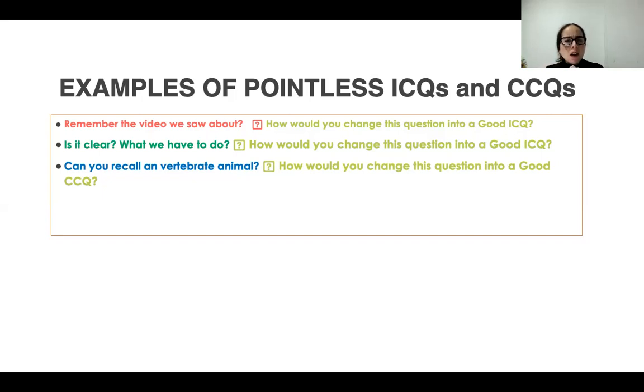Can you recall any vertebrate animal? I'm sorry for that mistake. Can you recall any vertebrate animal? How can we change this question into a good CCQ? They need specificity. So this is just the set of examples, and I'm sorry again for that mistake that is sore on my eye, so that you try on your own to prepare better your CCQs and ICQs.